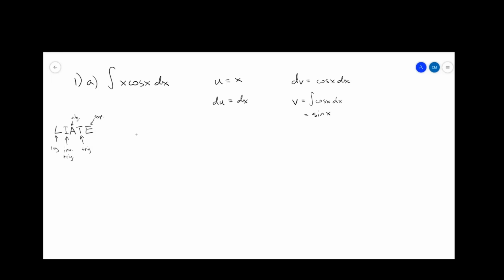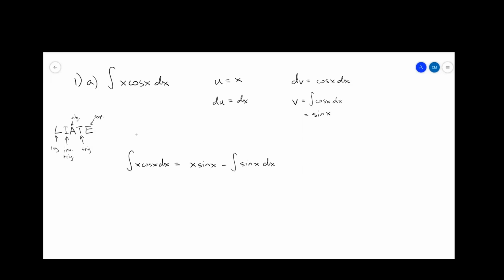So that means the integral of x cosine x, plugged into the parts formula. What does the parts formula say? uv is first, right? So what's u and what's v? Well, u is x, v is sine x, so x sine x, minus the integral of v du. Well, v was sine x, and du is simply dx.